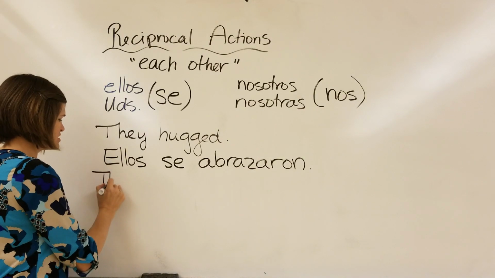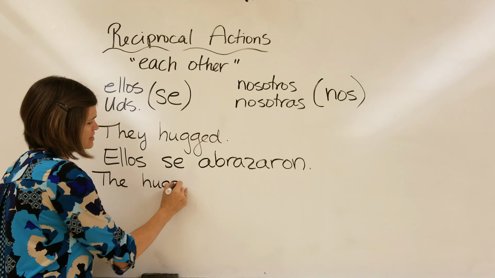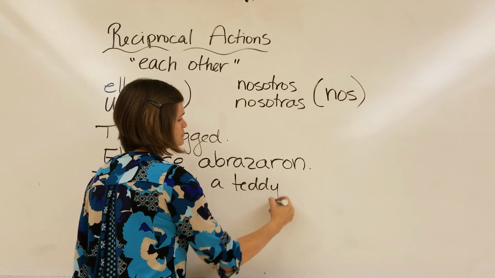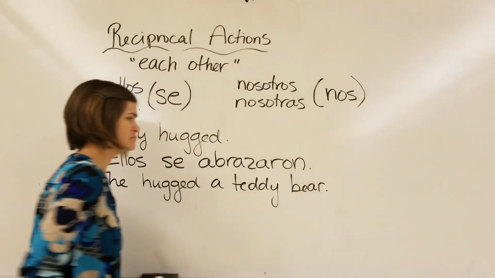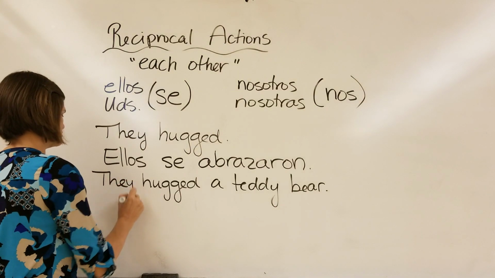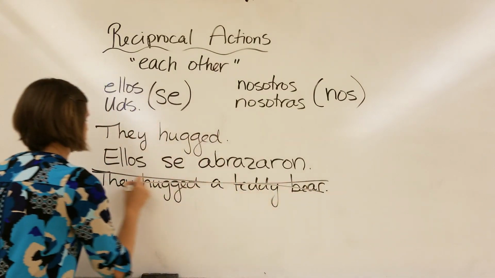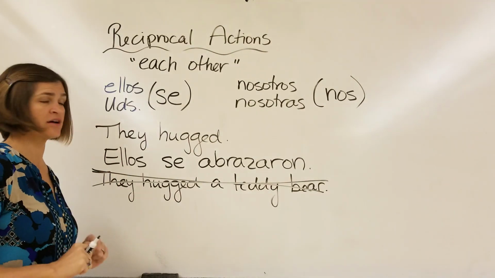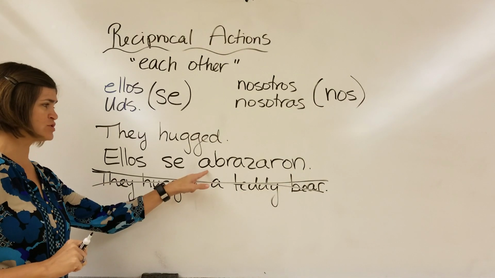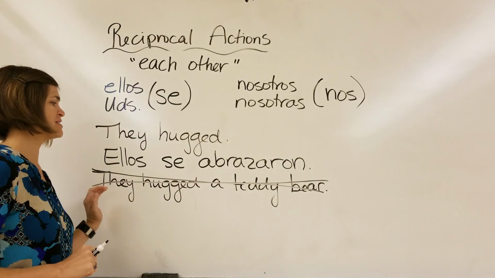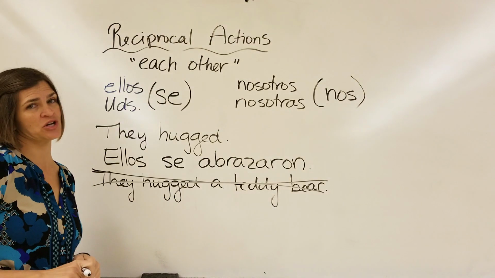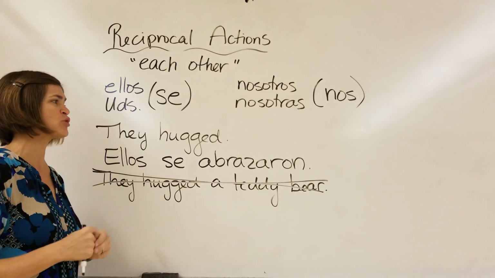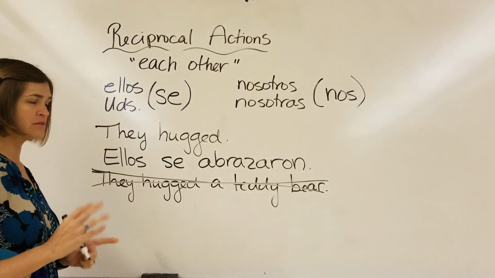If instead we wanted to say that they hugged a teddy bear, that would not be a reciprocal action. The teddy bear can't hug you back. So you would just use abrazaron to say that they hugged an inanimate object, like a teddy bear. But if they hugged each other, we have to have that reflexive or reciprocal pronoun in the front. Let's do one more example.